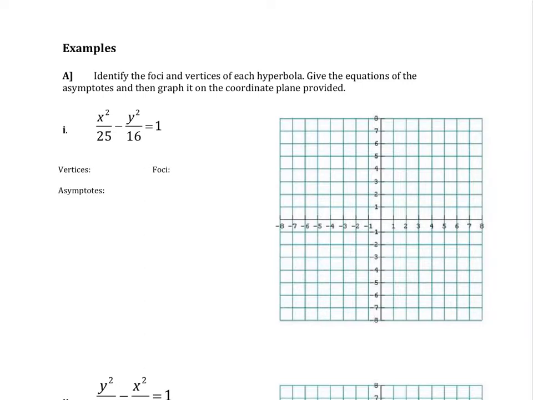Okay, so this is just a short video with a couple of examples of hyperbolas centered at the origin. From the equation, we could look at this equation here and notice a couple of things. First of all, x squared is positive. That means that we have a horizontal transverse axis.